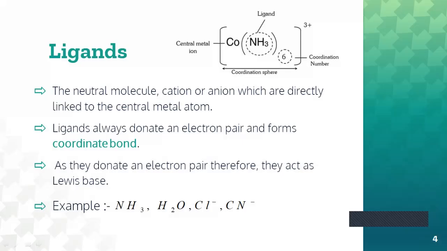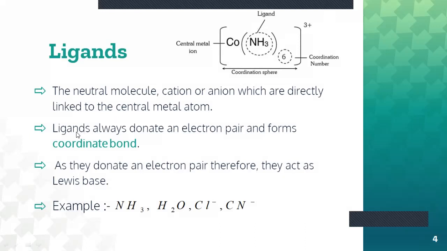To start with ligands, let's begin with the first point, the definition. It is mentioned that the neutral molecule, cation or anion which is directly linked to the central metal atom is called a ligand. Like you can look in the complex mentioned above, the NH3 ammonia molecule is a ligand which is directly linked to the central metal atom or ion, cobalt.